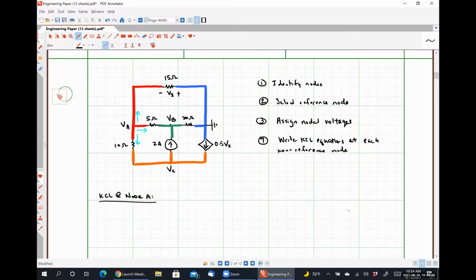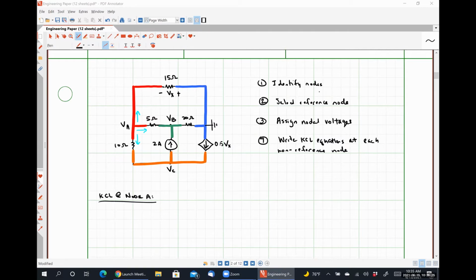Would it be Vx minus Va over 15? Because it's flowing to the negative side. Okay, so Vx isn't a nodal voltage, so it shouldn't show up in my nodal analysis, or in my KCL equations. Vx is defined as the voltage drop over that 15 ohm resistor. I see somebody in chat saying negative 15 volts over 8 ohms, negative VA over 8 ohms. I'm not sure where that came from either because I don't see an 8 ohm resistor. VA over 15. Okay.